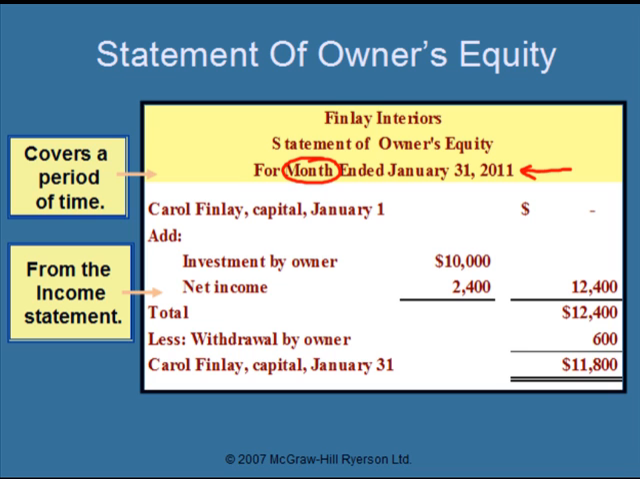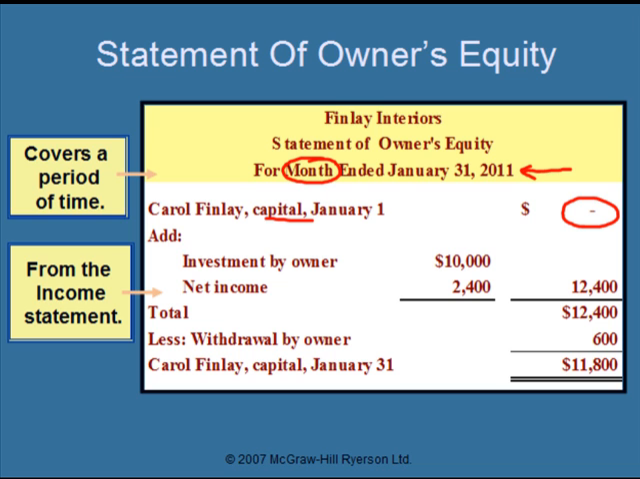The book value decreases when the owner takes money out of the company, and that's called a withdrawal, or the company experiences a net loss. And net loss happens when the expenses are more than the revenues. When you have a look at the example for Finley Interiors, you'll notice that the capital at the beginning of the period, the book value of those assets that belong to the owner, is 0. And that happens when the business didn't exist in the prior month. This is a brand new business that started in January.